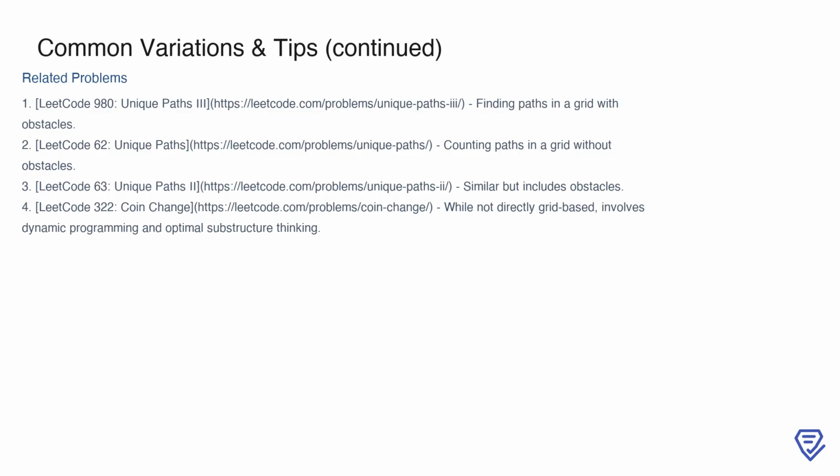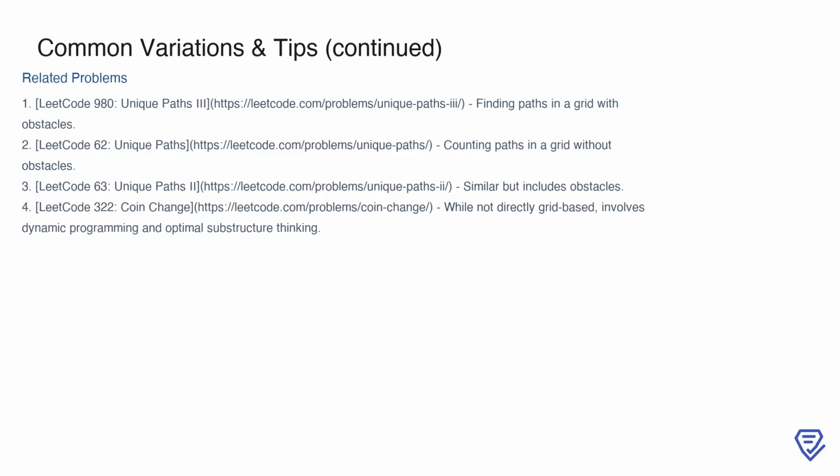Additionally, you might explore LeetCode 322, Coin Change. While it's not directly related to grids, it involves dynamic programming and optimal substructure thinking, which are valuable skills for solving grid-based problems. These exercises can help deepen your understanding of pathfinding and optimization techniques, which are often applicable to variations of this problem.